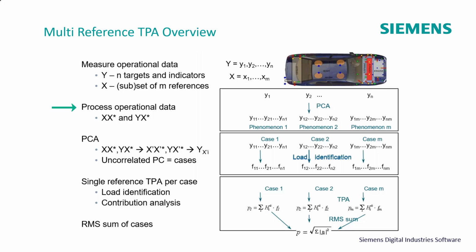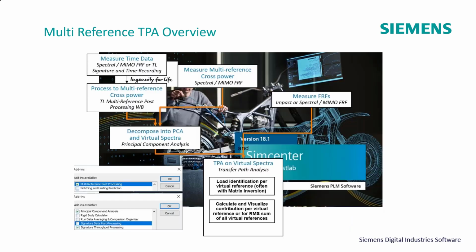We process that to get the reference auto power matrix and the cross power matrix with respect to the references. We go into principal component to calculate these virtual references. We use that to calculate the virtual reference cross powers. And then we use that inside a single reference TPA, normally with matrix inversion. And then we sum up the contributions of the different principal components in an RMS manner. Okay, so these are the steps.